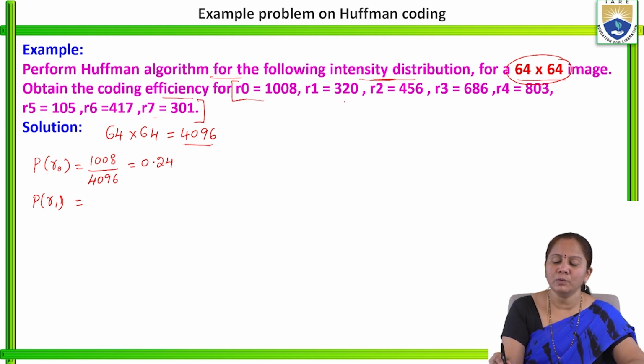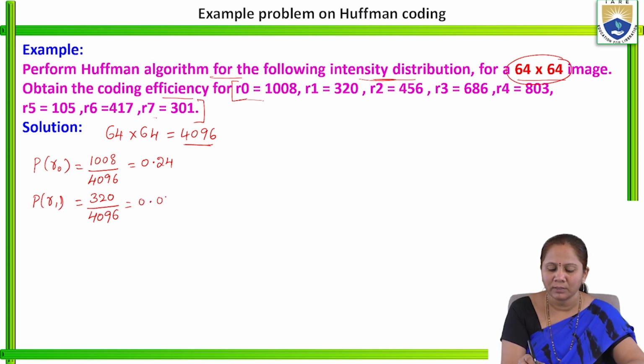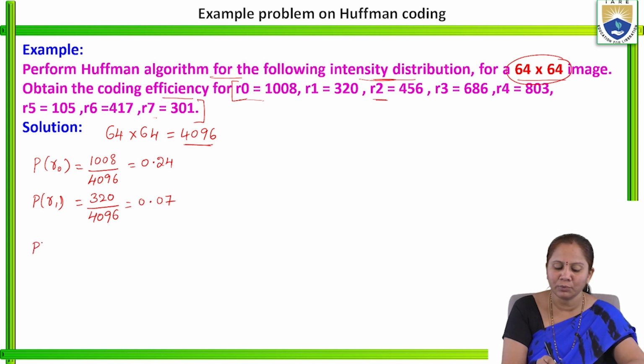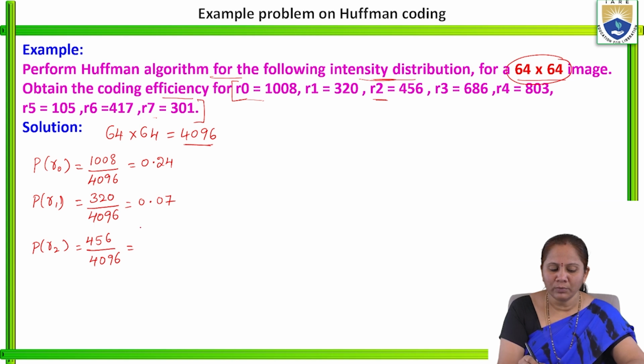Next, to find the probability of R1. The R1 value is 320, so 320 divided by 4096. The value of 320 by 4096 is 0.07. The next symbol is R2. P of R2 is equal to 456 by 4096. So the value of P of R2 is 0.11.